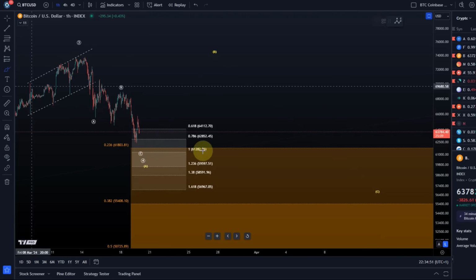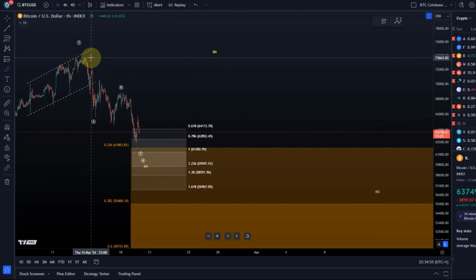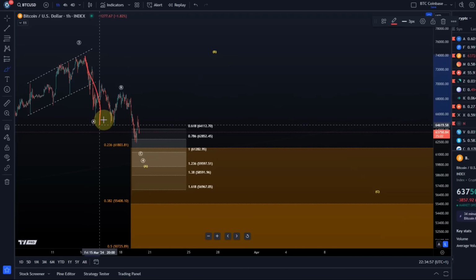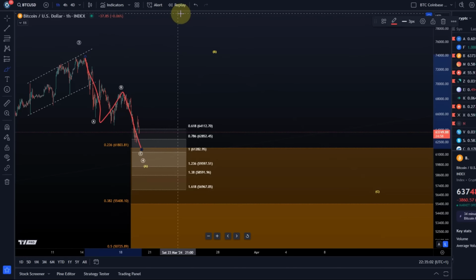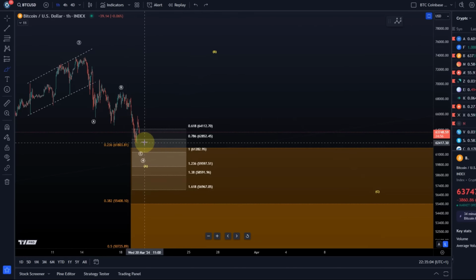So the idea is that in a wave 4, we have an ABC structure. I labeled it as an A wave, a B wave, and a C wave. In this C wave, an ideal target is the 100% extension level of the A wave, and that's at $61,300 pretty much. That level hasn't been reached yet.